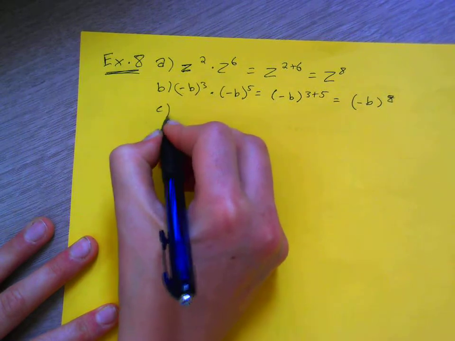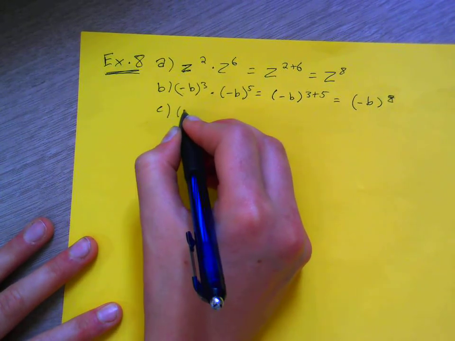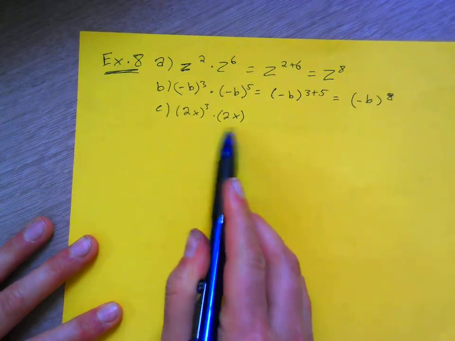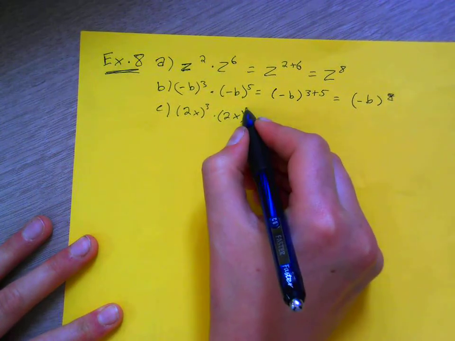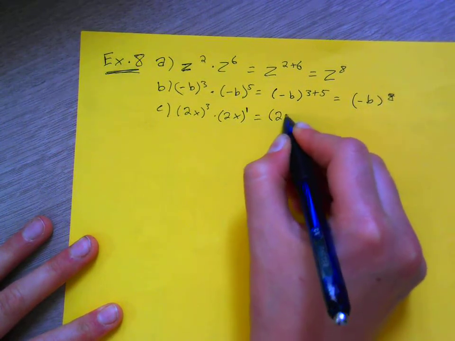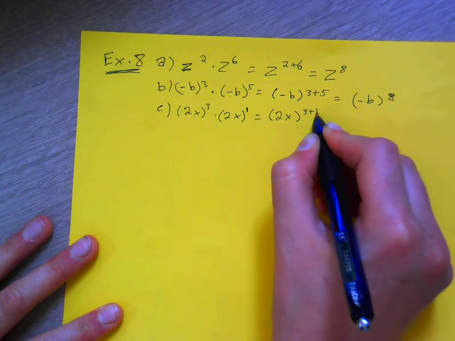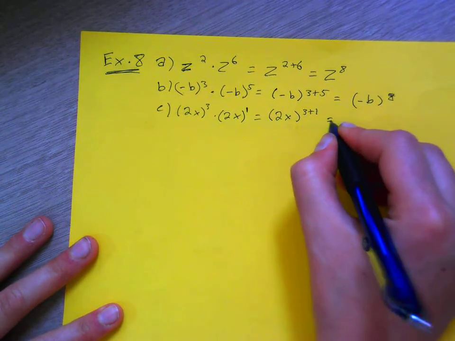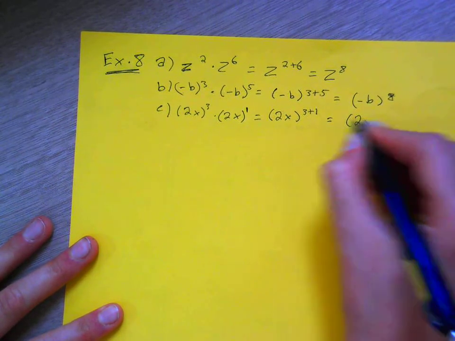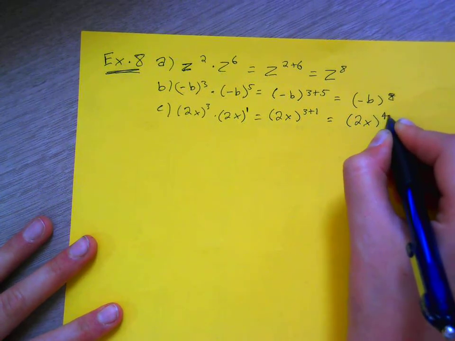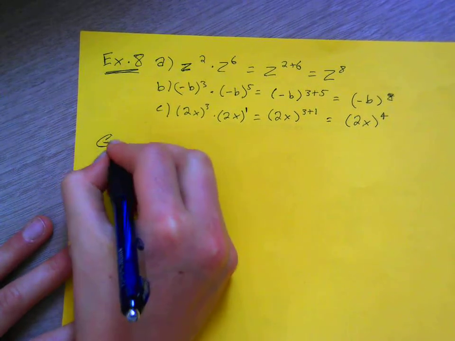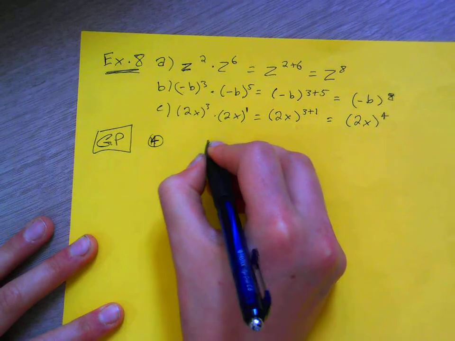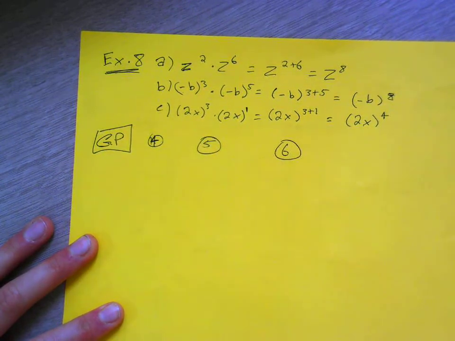Let's try C. In the parentheses, we have 2x cubed times 2x. Now remember, if there's only 1 here, it's to the power of 1. So when we write it out, it's 2x to the 3 plus 1. It's not 0, otherwise there would be nothing. It's 1, so there is 1. 3 plus 1, we get 2x to the power of 4. Go ahead and pause and try guided practices 4, 5, and 6.